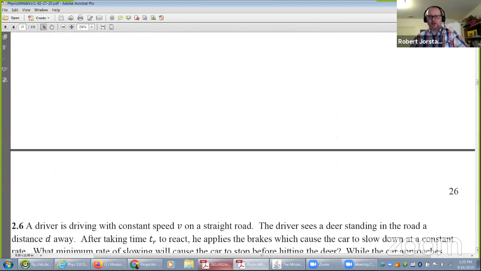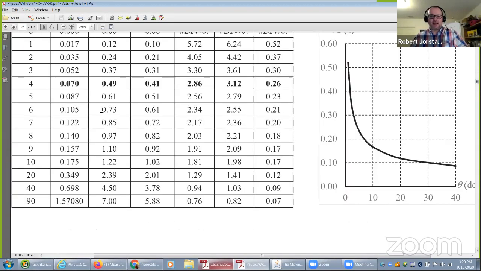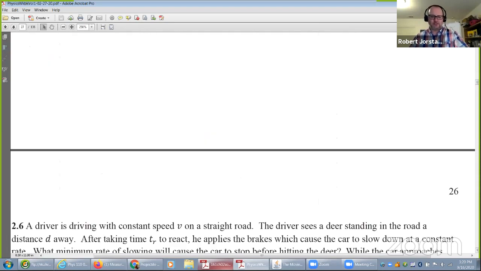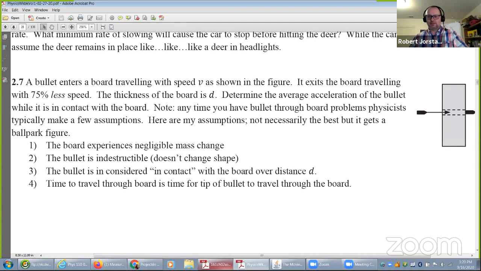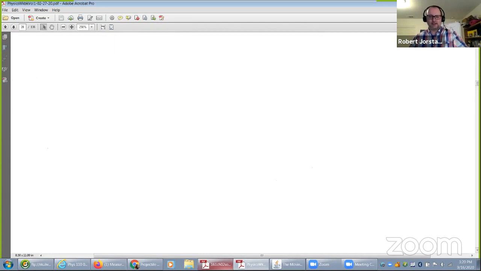You could do all these problems on your own. Imagine this, right? How did I generate this table? I had to do the problem algebraically so that I could generate all those numbers. These problems you could do on your own. There's some tricky stuff in there. It's good stuff.